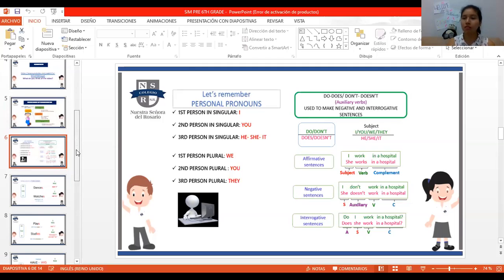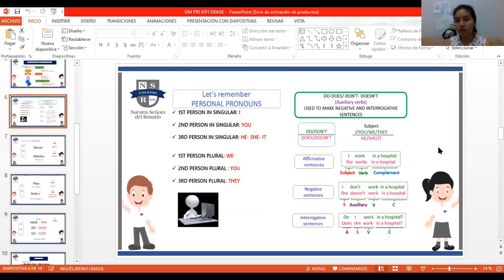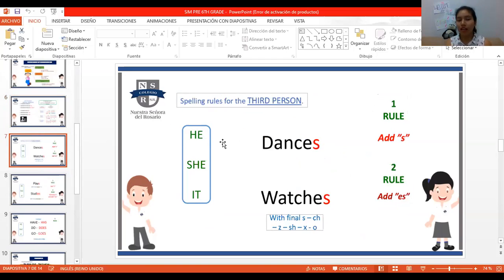We're going to see some rules. Okay. Spelling rules for the third person. As you have seen here, for the first person, I work in a hospital. It's okay. You can put the same thing. But with the third person, you have to add an S at the end. Like this. He dances. She watches. Okay, like that.